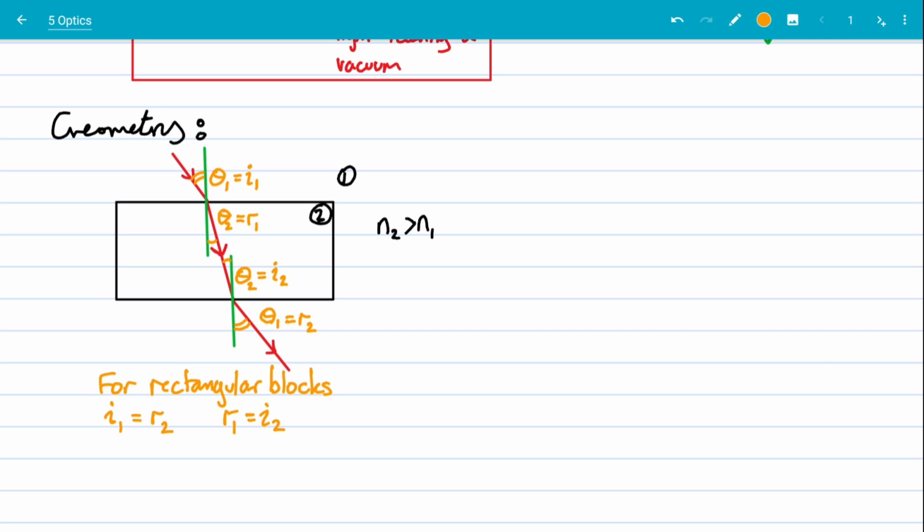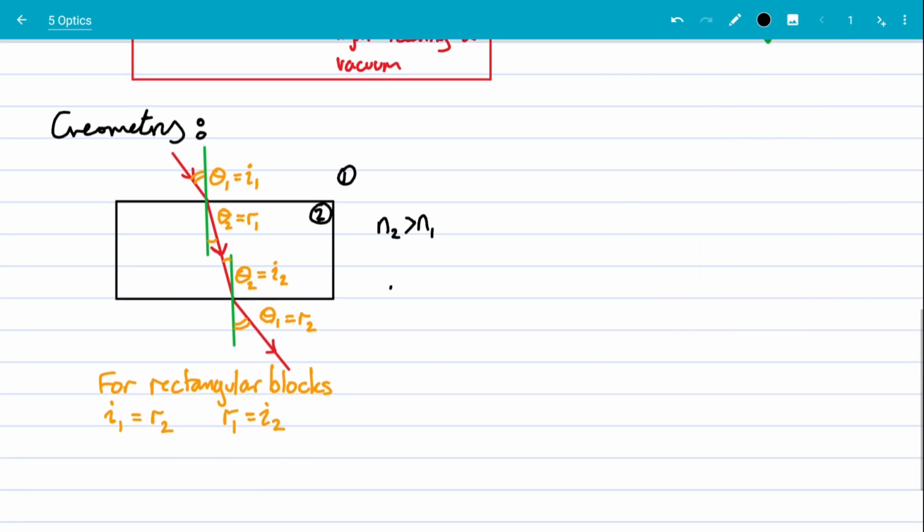But importantly, we could just choose to use θ1 and θ2 and not bother with whether it's angle of incidence or angle of refraction. Look, if the ray went in exactly the opposite direction, θ1 would still be θ1, θ2 would still be θ2, and we're all happy. There's no issues. So we can use sin I over sin R for the first boundary, but then we've got to be a bit careful for the second one.